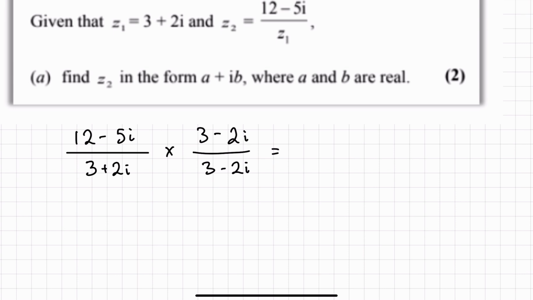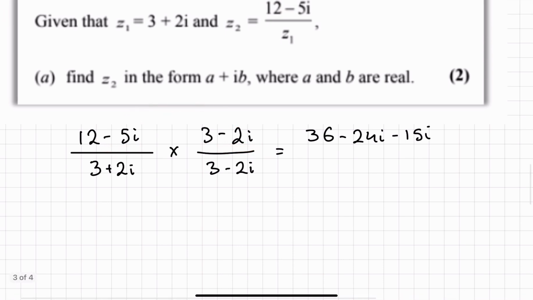So on my numerator, 12 times 3 is 36. 12 times minus 2i is minus 24i. Minus 5i times 3 is minus 15i. And minus 5i times minus 2i, well, you'll get positive 10i squared. Come back to that.